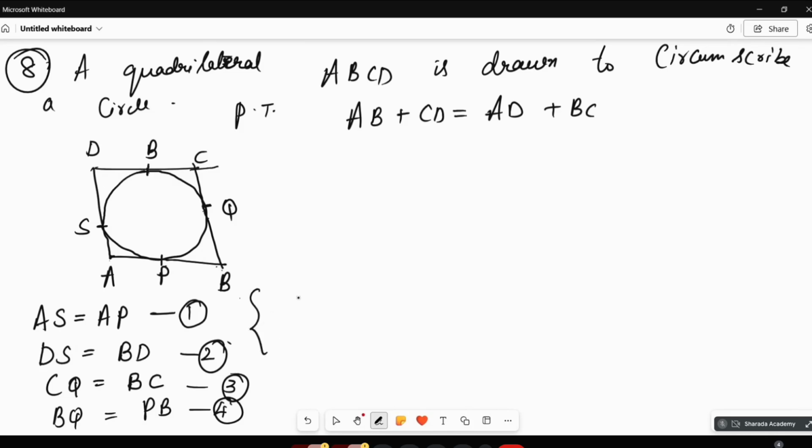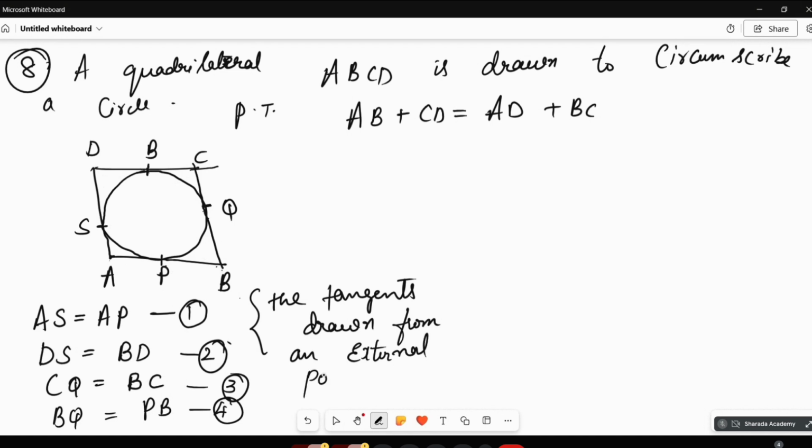What is the reason? The tangents drawn from an external point are equal. So that is the one we are using. You have to write the reason we are using that. Then only they will give full marks.